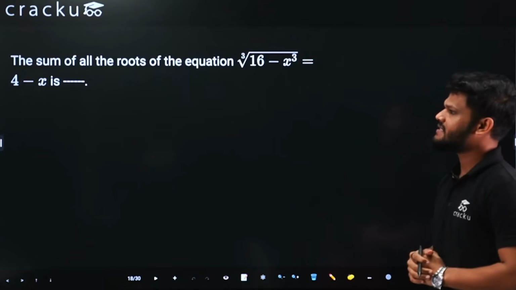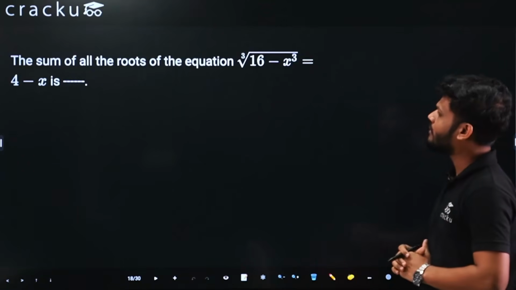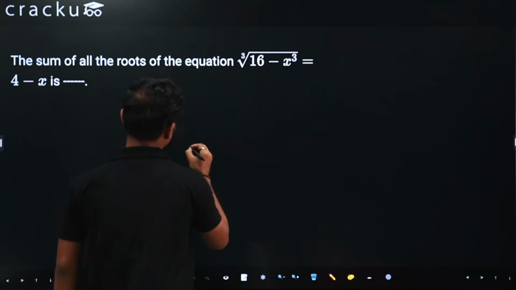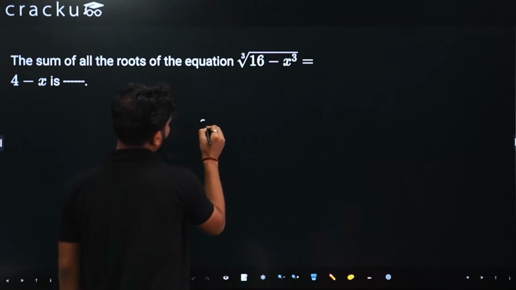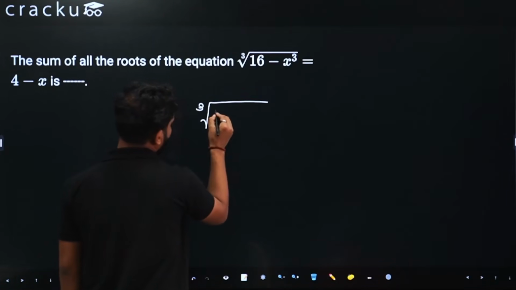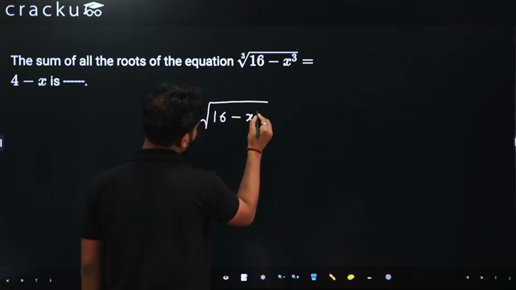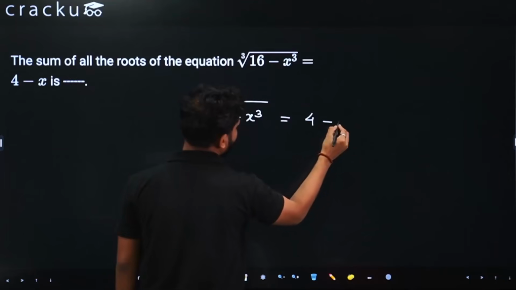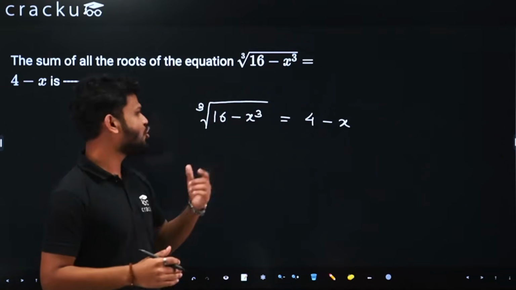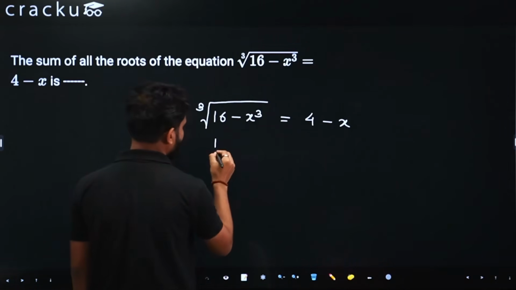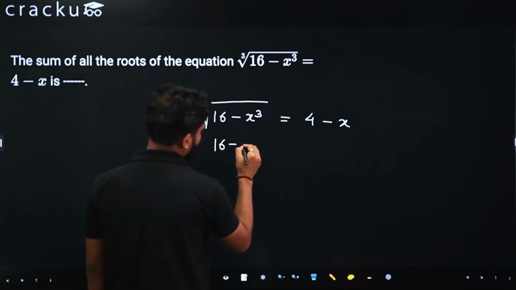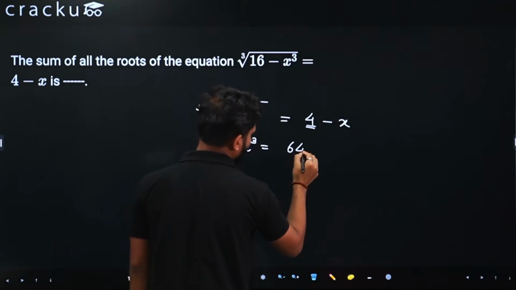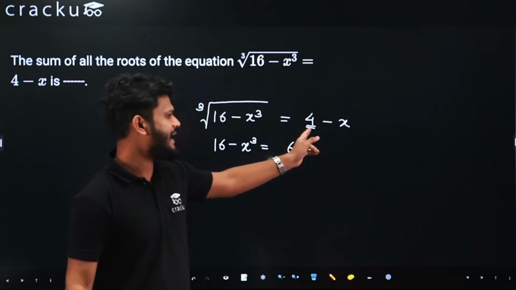In this question we are asked the sum of all the roots of an equation, and the equation is given like this: cube root of 16 minus x cube is equal to 4 minus x. What you can do is cube both the sides. So this will be 16 minus x cube is equal to 4 cubed, 64, minus 3a squared b.